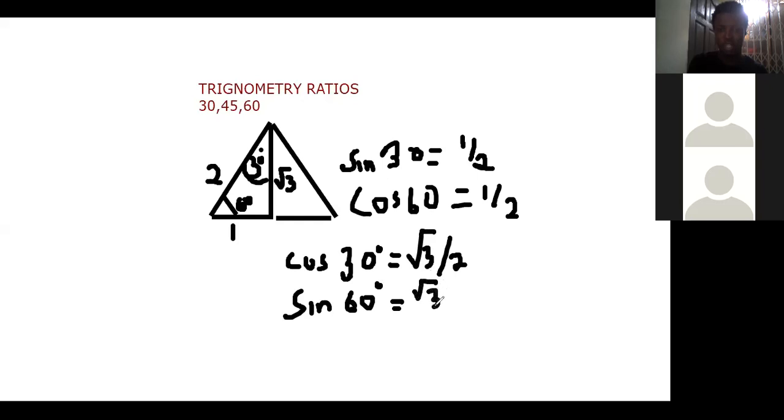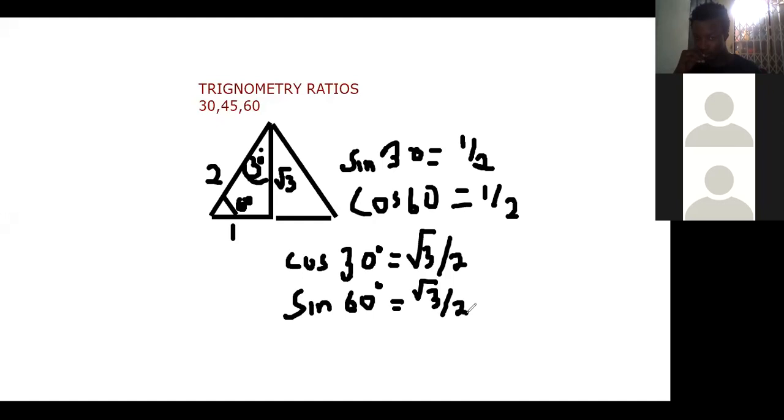So this also means that cos 30 is always equal to sine 60. So punch it on your calculator and see. Check if I'm lying. Did you get the same thing? Yes, sir. Great.